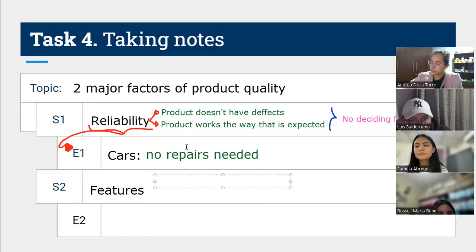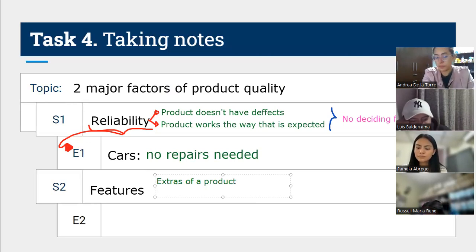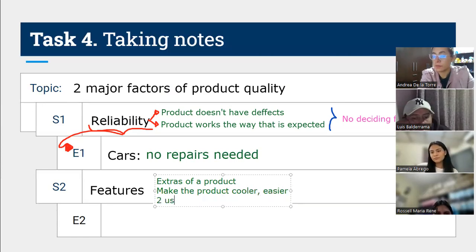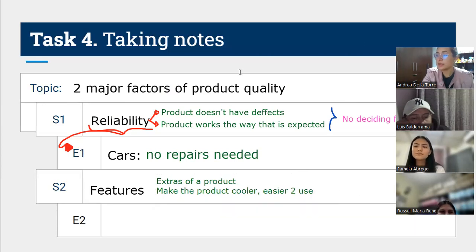It's the extras of a product. Exactly. Anything else? They make the product attractive, right? They make the product cooler, I think the professor says, or easier to use. Okay, good. And this is the deciding factor. Now, we're gonna also write that down.